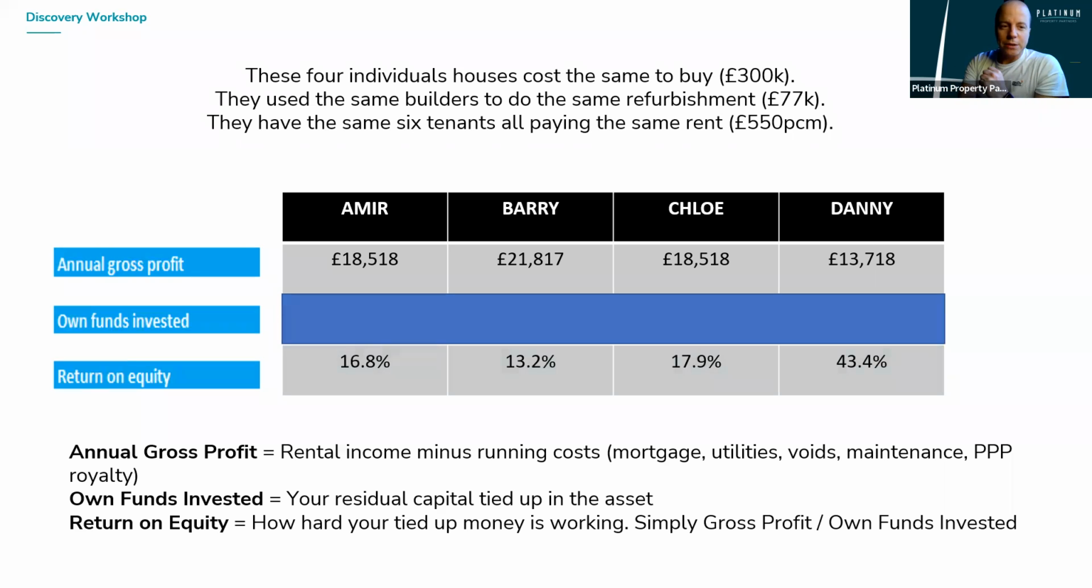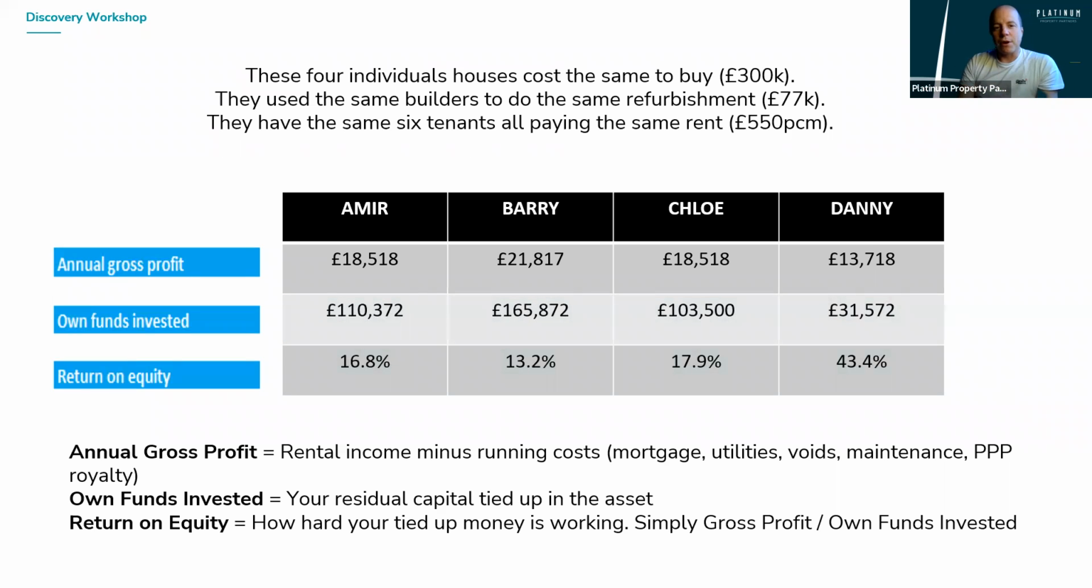So the last bit of the jigsaw is how much cash has each house got tied up. And again, there's a range here. So 110 on the right hand side, 165 down to 31 right hand side. The key bit here is these are the same houses with the same tenants and the same cost overheads. So what's going on here? This is all about the capital structure that sits behind these assets and the way that they are financed.